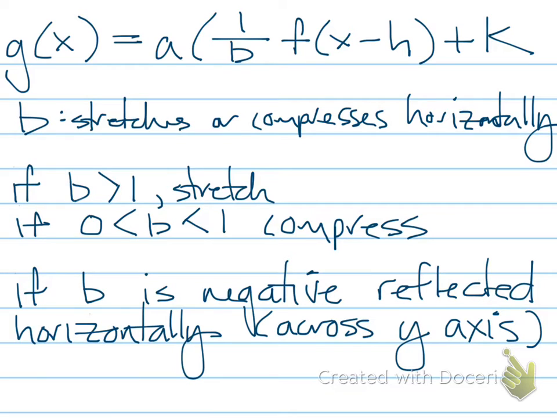Now b is going to either stretch or compress the function horizontally. So if b is greater than 1, it's going to stretch the function, the graph, horizontally. If b is between 0 and 1, it's going to compress the function horizontally. Stretch means to make it bigger, compress means to make it smaller. And if b is negative, that means that the graph is being reflected horizontally or reflected across the y-axis.